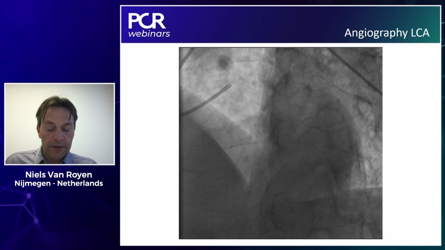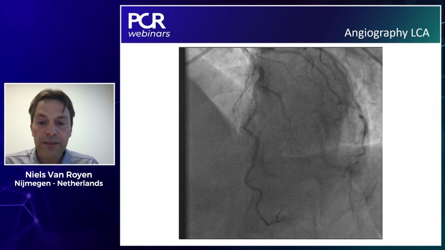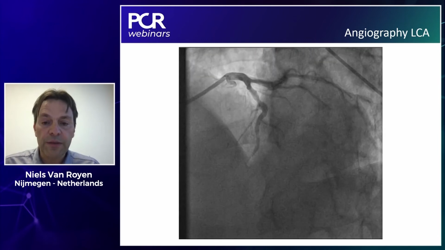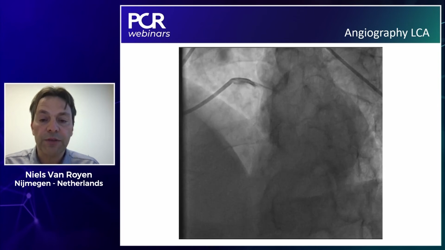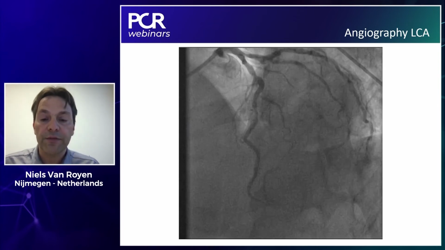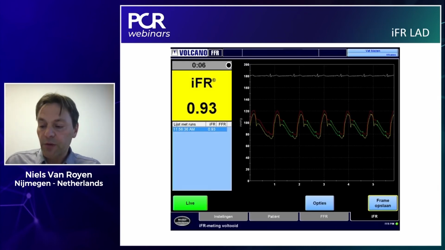So intermediate lesions, 50-60%, and maybe a little sluggish, slow flow in the LAD, but certainly not a clear culprit lesion. You can also see that in this left cranial view. In the proximal and mid LAD, some stenosis, but certainly not severe, and as said, somewhat slow flow. So we decided to perform intracoronary physiology, and that was normal. The iFR was above 0.89, at 0.93.